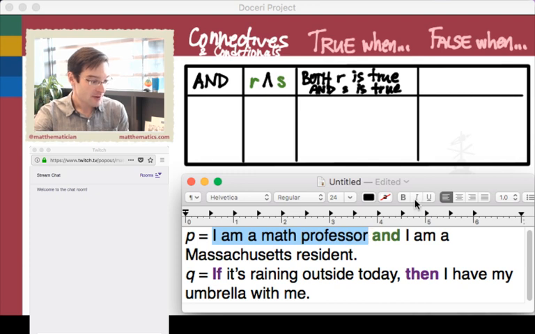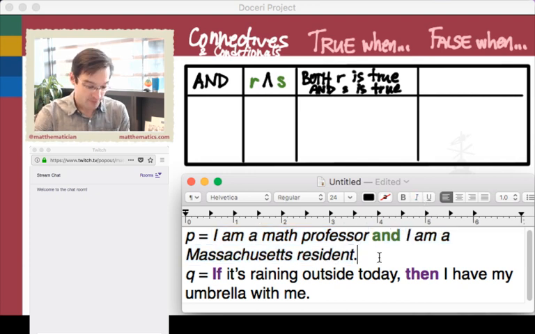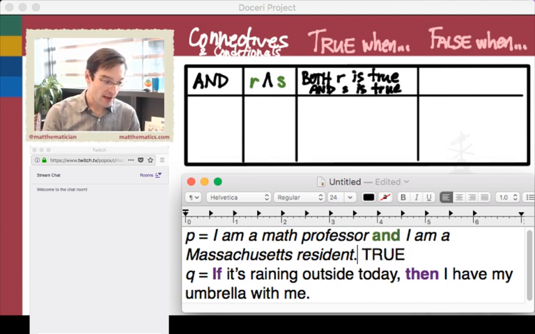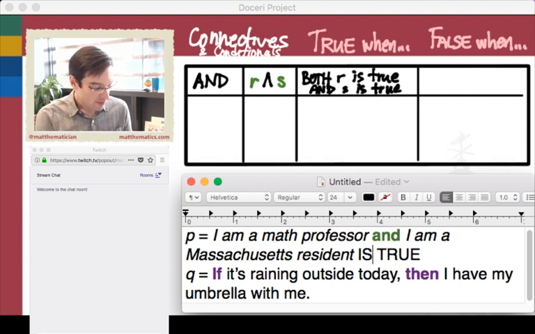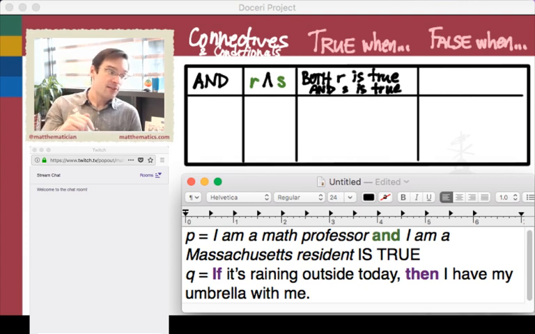I'm a math professor, that's true. I'm a Massachusetts resident, that's true. And so the truth value of this compound statement is that it's true. So that's if I want to prove an "and" statement to be true: I have to show both of its pieces are true.